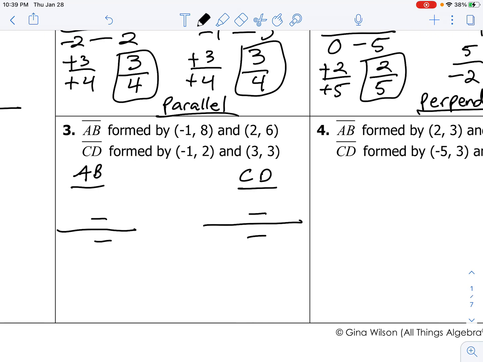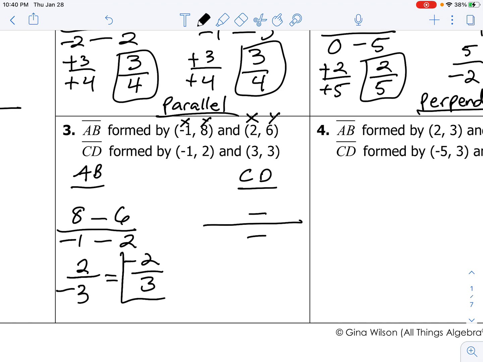So number 3, same thing. We got our x's and our y's. So drop the y's down on top for the top two because we're doing AB first, so 8 and 6. The x's down on bottom, -1 and 2. And then do the math. 8 minus 6 is 2. -1 minus 2 is -3. Move the negative to the top, so -2/3 is my slope.